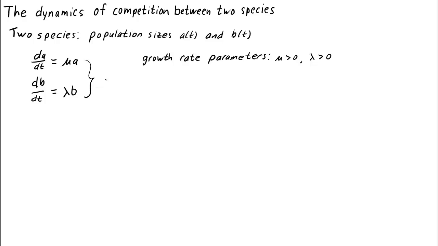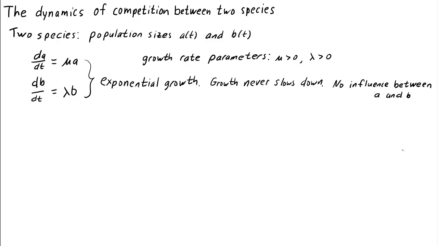two populations? These two equations are equations for exponential growth. In this case, the growth never slows down, and the populations don't influence each other. In the exponential growth model, the population sizes will grow unbounded. To make the growth more realistic, we could introduce carrying capacities. Let's call them K sub A for population A, and K sub B for population B. And these carrying capacities reduce the growth rates as the population sizes get large.